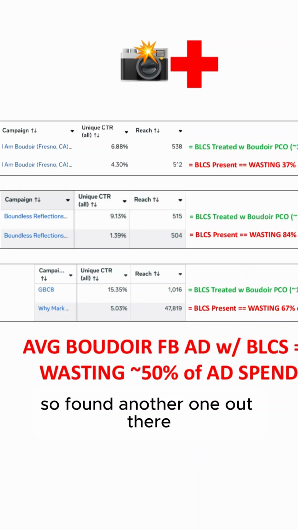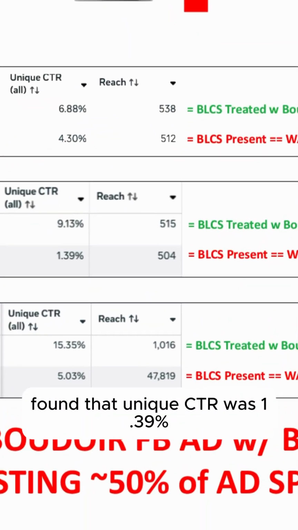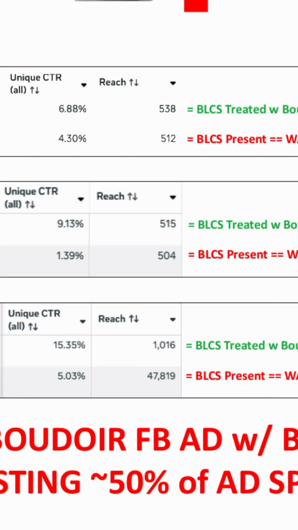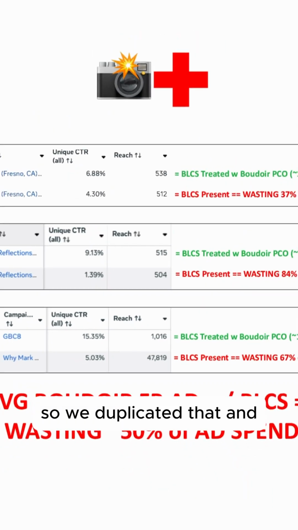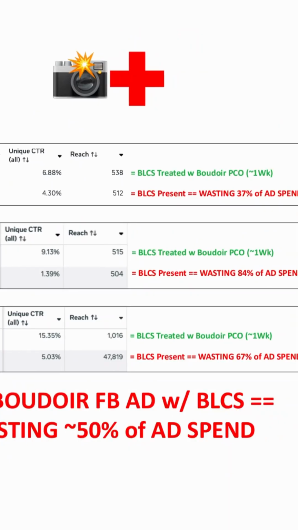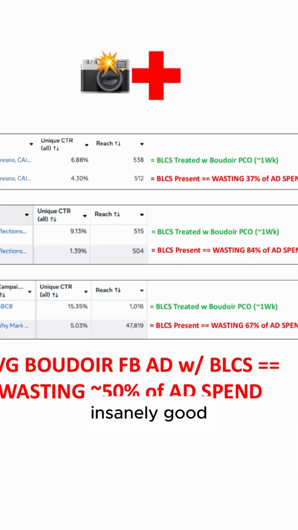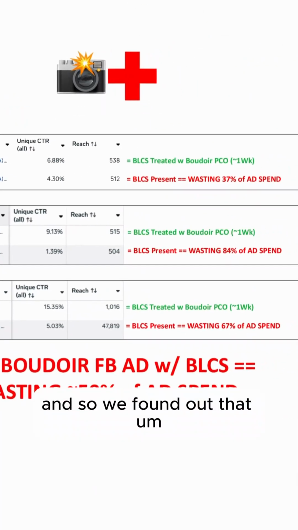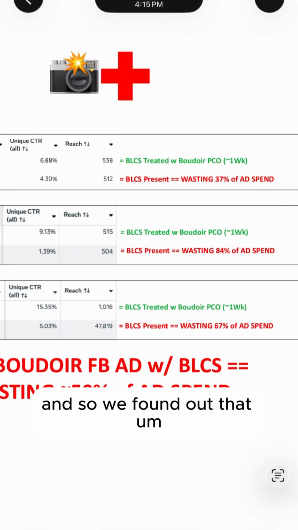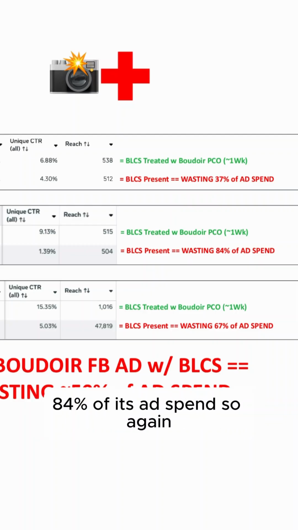So I found another one out there, brought it to the hospital, tested it, and found its unique CTR all was 1.39%. So we knew that BLCS is present. We duplicated that and treated it with Boudoir Pico, and got the unique CTR all up to 9.13%. Insanely good. And so we found out that the original Boudoir Facebook ad was wasting 84% of its ad spend.